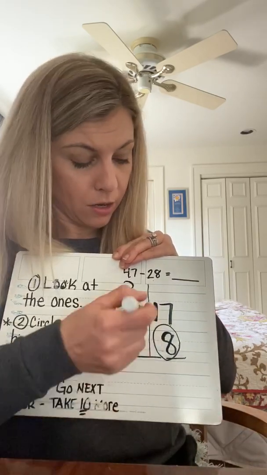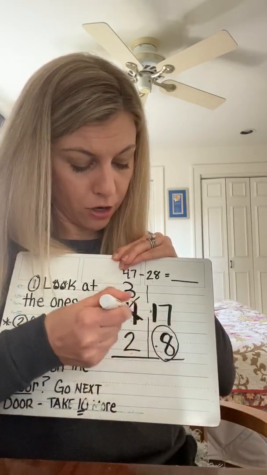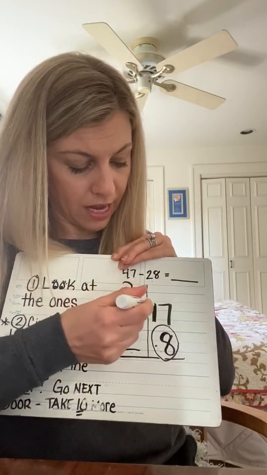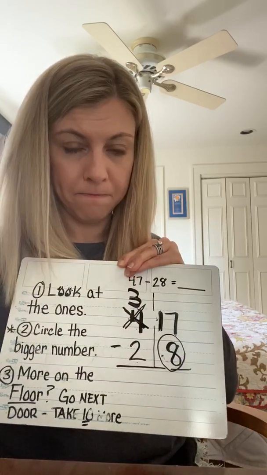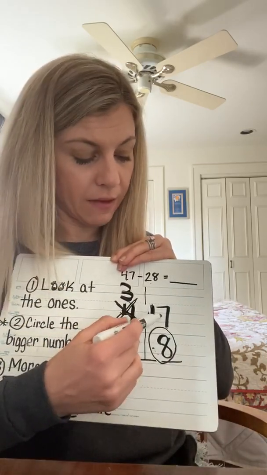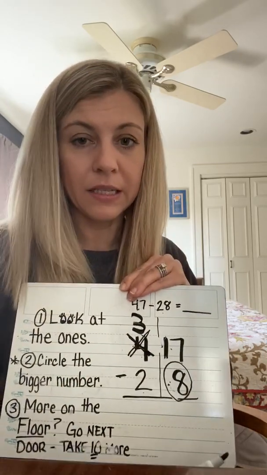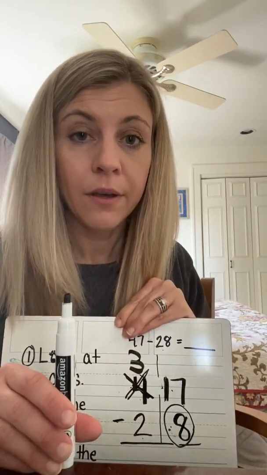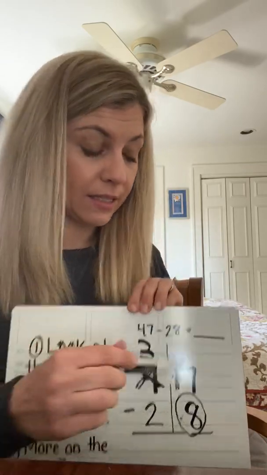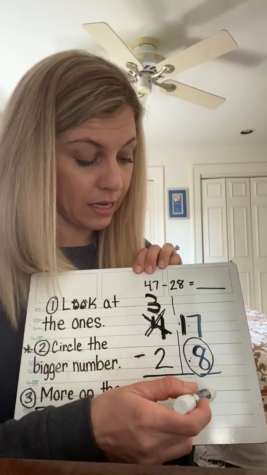So watch again. More on the floor. Go next door. Take 10 more. The 4 became a 3. Okay, so now I have 17 minus 8. Do whatever you have to do to solve that. Mrs. O'Connor knows that 17 minus 8 is 9.